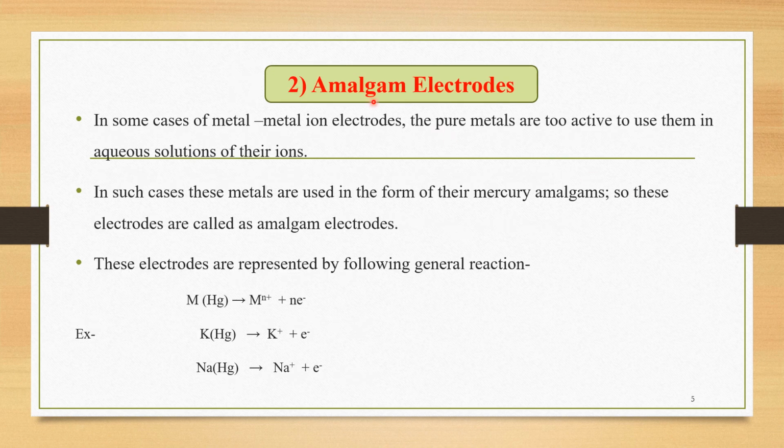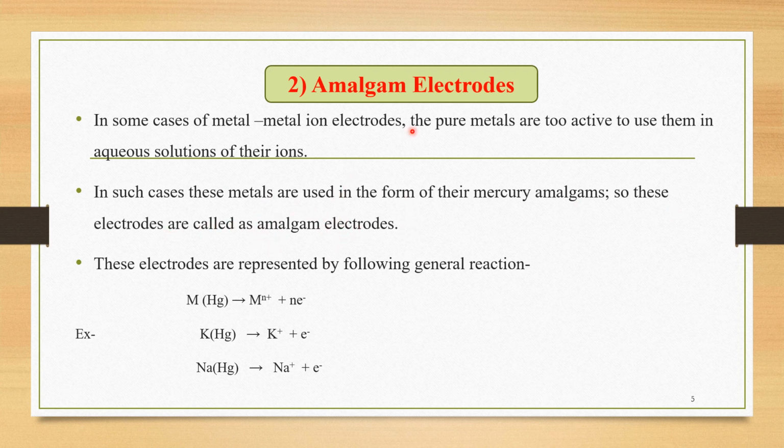The next important type of electrode is amalgam electrodes. In some cases of metal ion electrodes, the pure metals are too active to use in aqueous solutions of their ions. In case of metal ion electrodes, if we use the pure metals, they are too active to use in an aqueous solution of their ions. To avoid this, in such cases, these metals are used in the form of their mercury amalgams. So these electrodes are called amalgam electrodes.